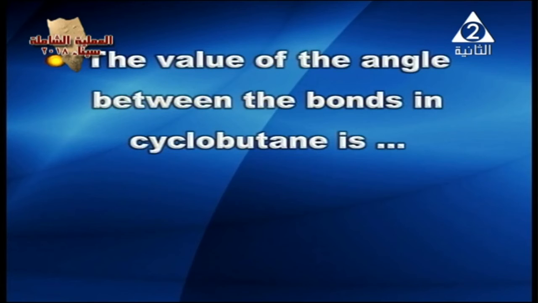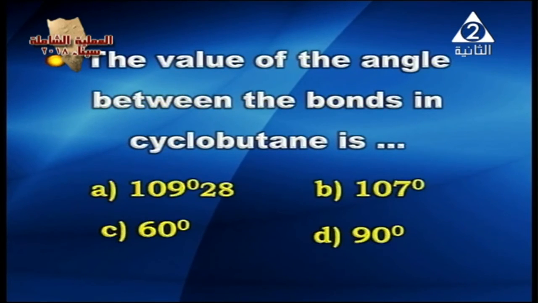The value of the angle between the bonds in cyclobutane is what? Is it 109.28, or 107, or 60, or 90 degree? If you think about it, yes, the answer will be 90 degree.